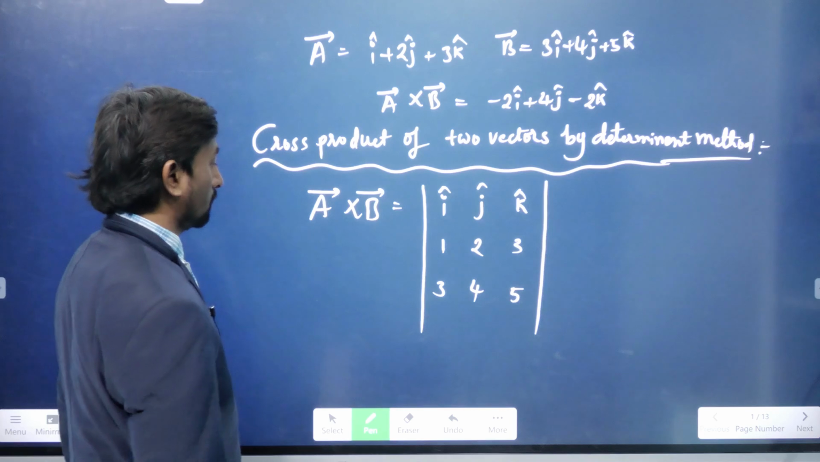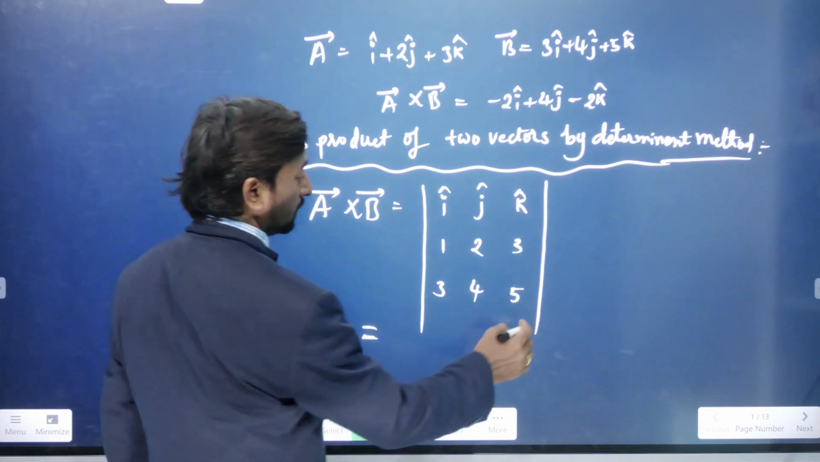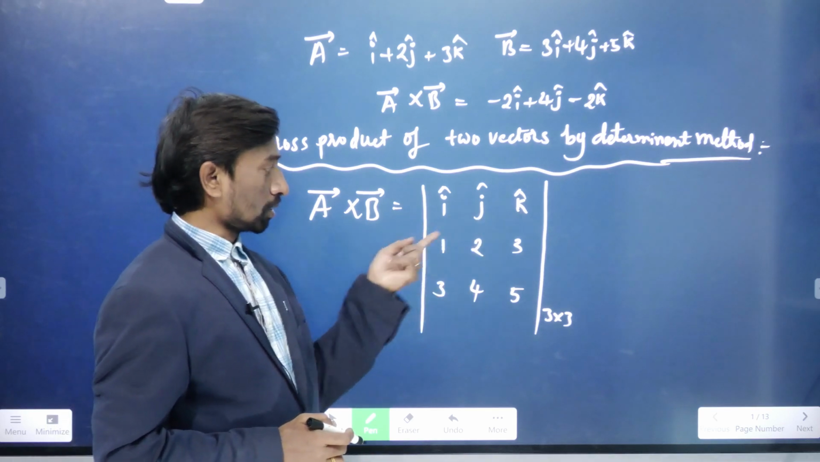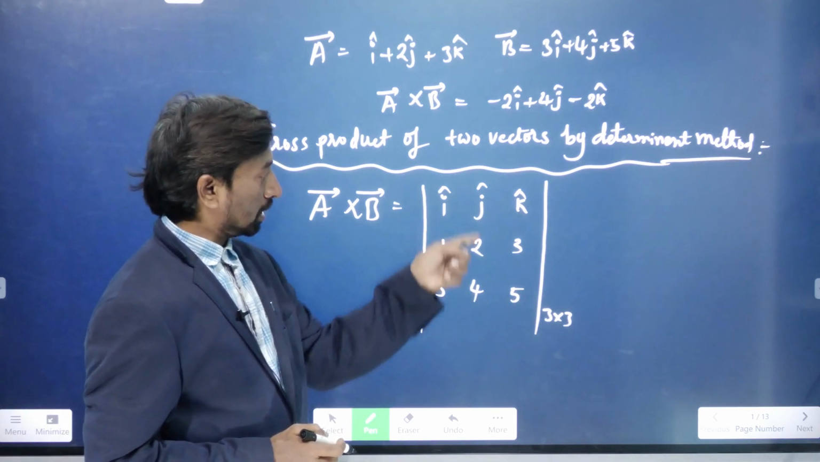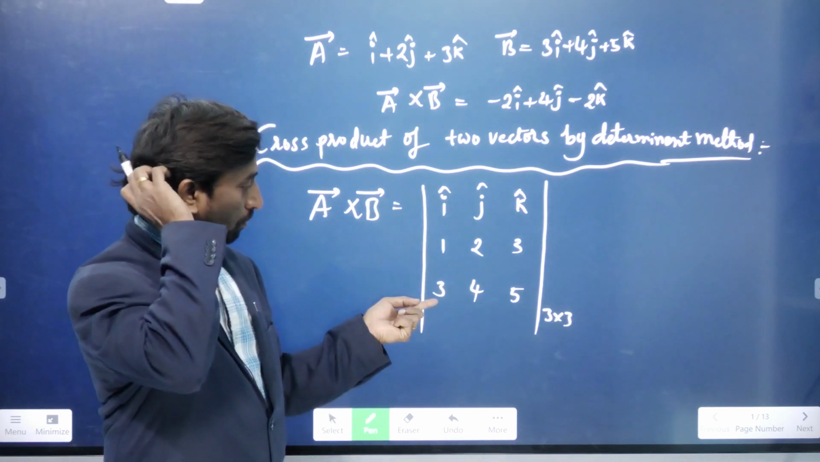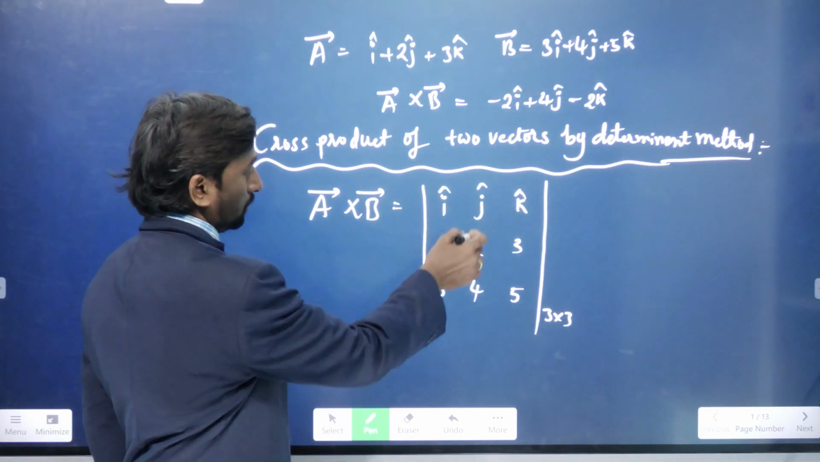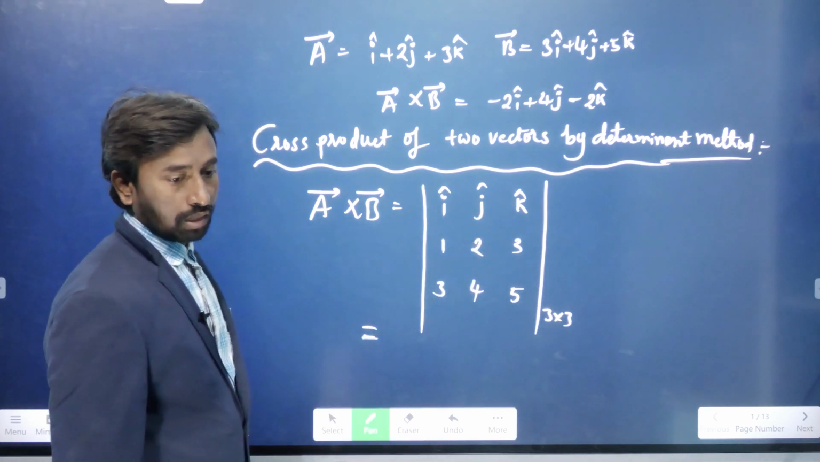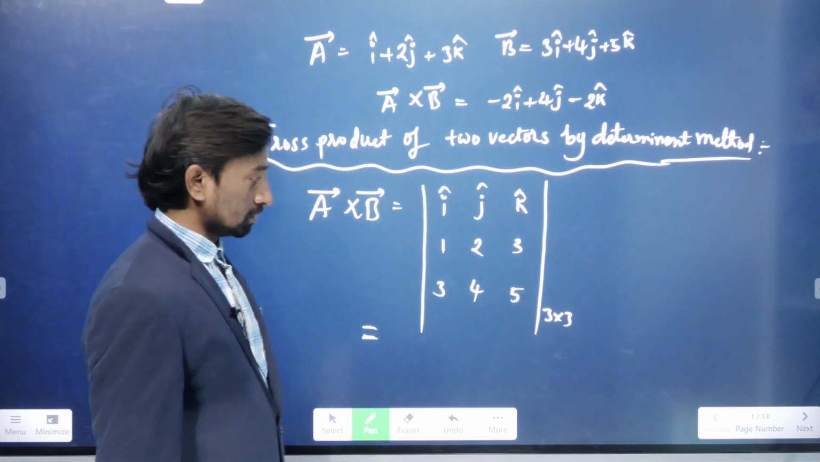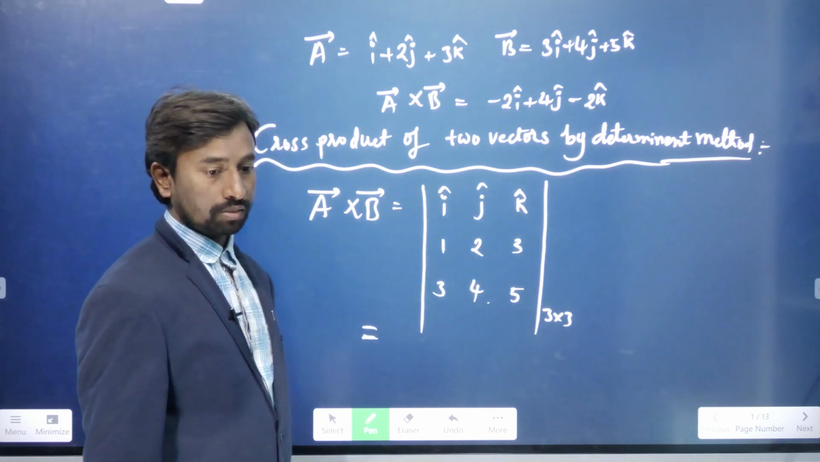Now to do the determinant method, note that this is a 3 by 3 matrix, meaning 3 rows and 3 columns. I, j, k is the first row, 1, 2, 3 is the second row, and 3, 4, 5 is the third row. I, 1, 3 is the first column, j, 2, 4 is the second column, and k, 3, 5 is the third column. That is called a 3 by 3 matrix.